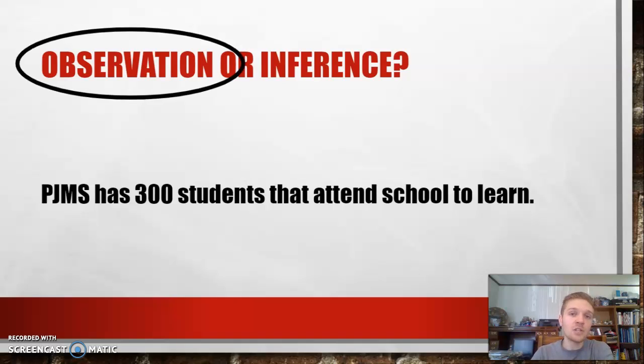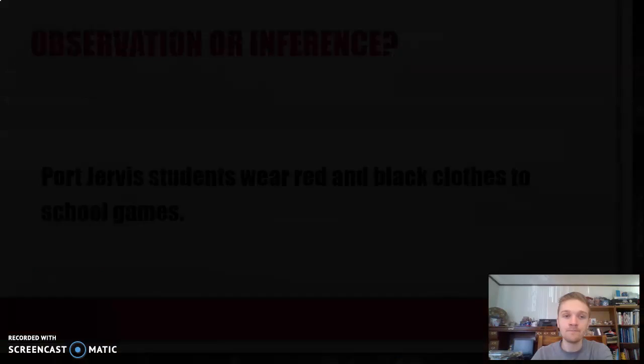If you chose observation, you're definitely correct. And we can take it one step further. It's got to be a quantitative observation because it's talking about the number or the amount of something. So in this case, we're talking about 300 students, so that's a quantity. It's got to be a quantitative observation.